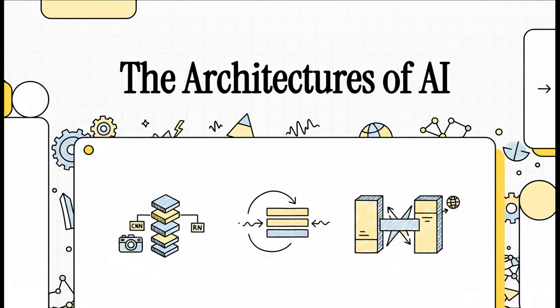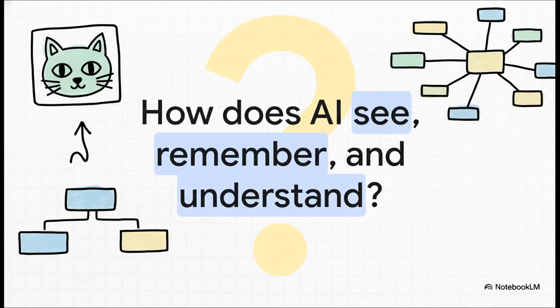Hey, welcome back. Today we're going to break down the core building blocks of modern AI. We're peeling back the layers on the three big architectures that have, and this is no exaggeration, completely changed what machines are capable of. So have you ever stopped and wondered, how does an AI actually see a cat in a picture? Or how does something like ChatGPT remember the start of your sentence to finish it so perfectly?